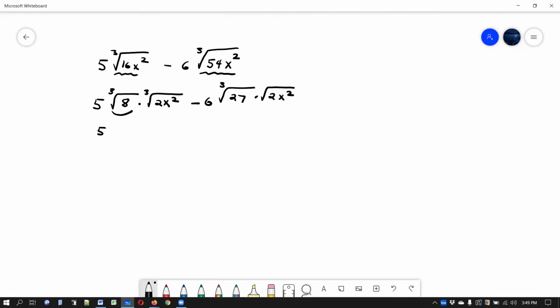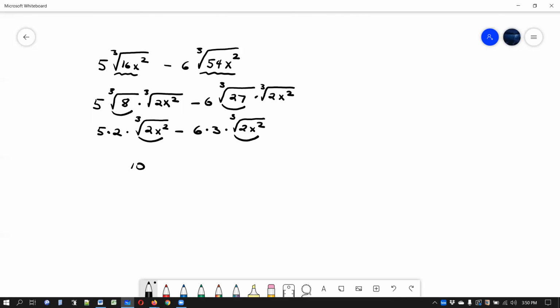And the reason I broke it this way is because now I can simplify cubic root of 8. That is 2. There's nothing I can do here. Same thing here. Cubic root of 27 is 3. Nothing I can do there. Don't forget to put the index. Okay, and now they match.